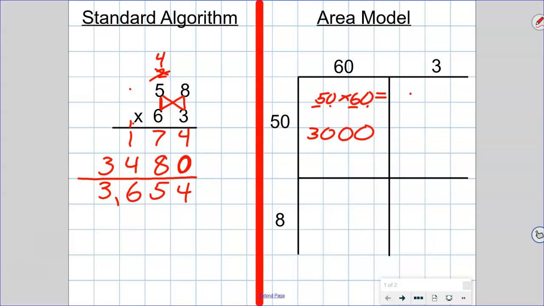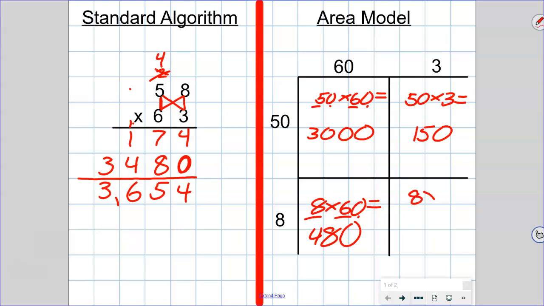The next section I'm going to do is 50 times 3, and I just know that that's 150. The next section I'm going to do is 8 times 60. And for this section, I would do 8 times 6 is 48, and then put that 0 back on the end. That gives me 480. And then finally, last step, I would do 8 times 3, and that equals 24.